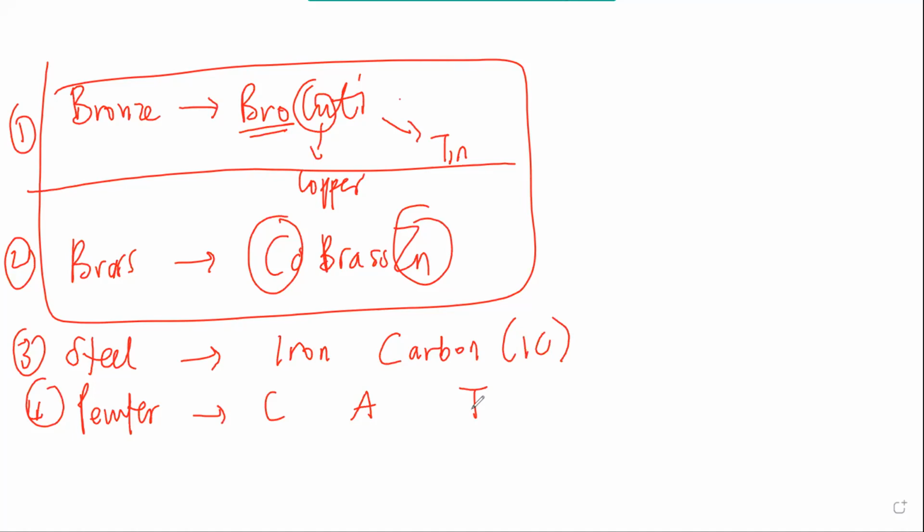So pewter is actually made out of copper, antimony, and tin. All right, so copper, antimony, and tin. These three things. So for steel is IC. For pewter, you remember cat. Okay, for the next one, duralumin.